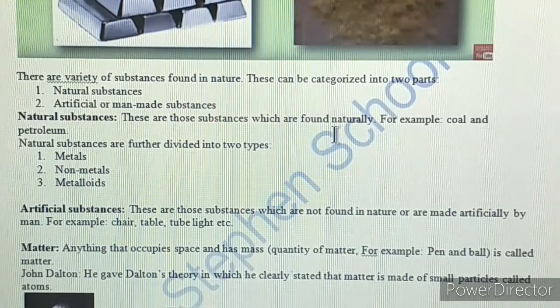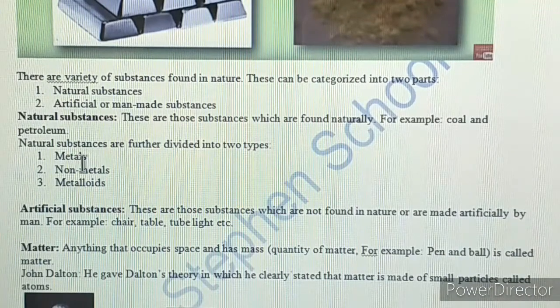There are so many things, and all those things are categorized into how many parts, children? 2 parts. One is natural substances and another one is what? Artificial or man-made substances. Now what do you mean by natural substances? These are those substances which are formed naturally. Very easy definition, and you are reading these things from so many years. For example, coal and petroleum.